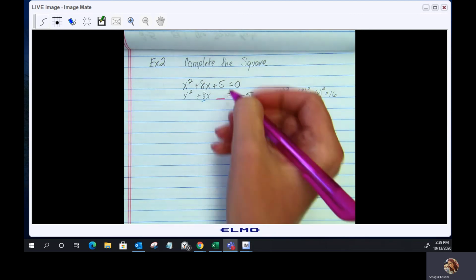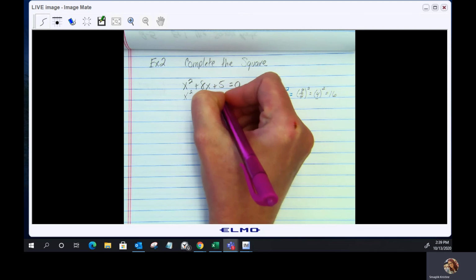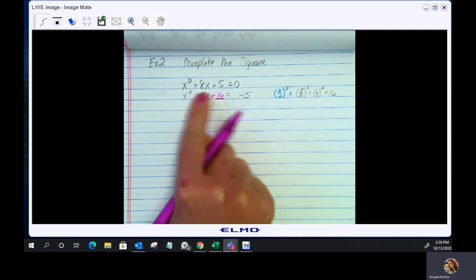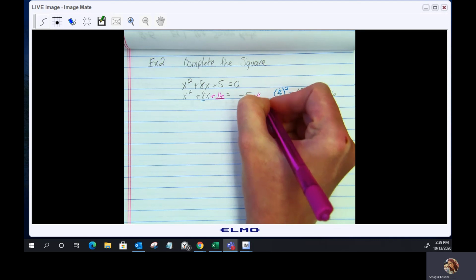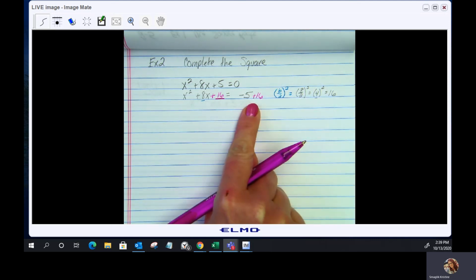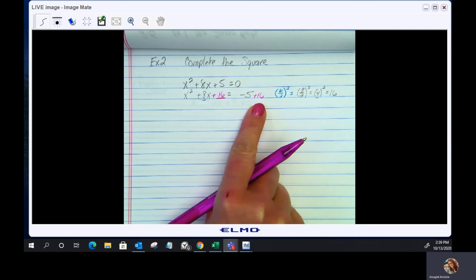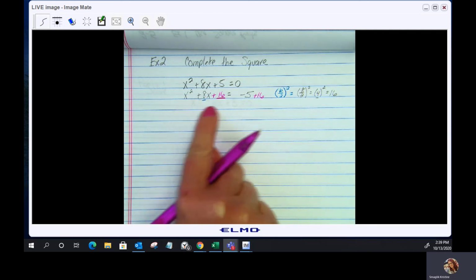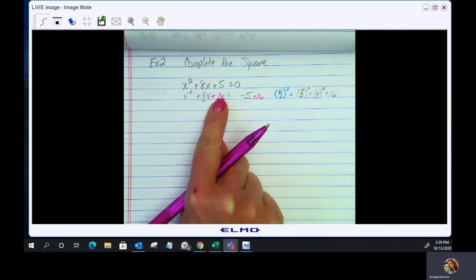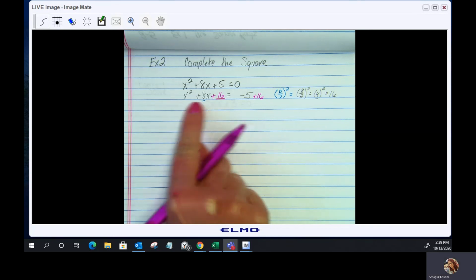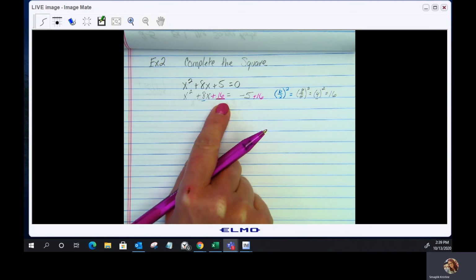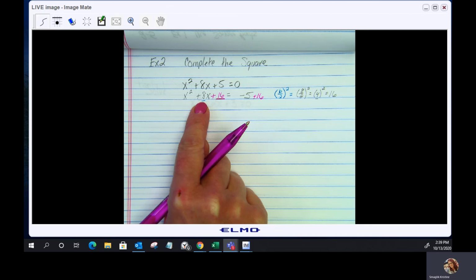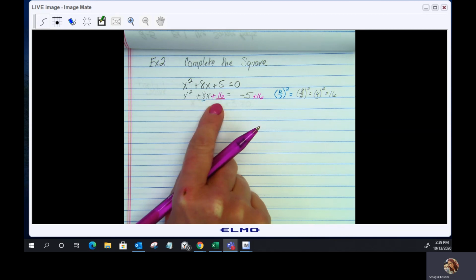So I'm going to add 16 here, but now I've changed the value of my equation. I need to add 16 to the other side. Remember, what you do to one side, you have to do to the other. Now we are balanced. Check this out. This is a perfect square trinomial. The square root of x squared is x. The square root of 16 is 4. 4 times x is 4x. If we multiply that by 2, we have the 8x. So now I'm just going to go ahead and factor this.